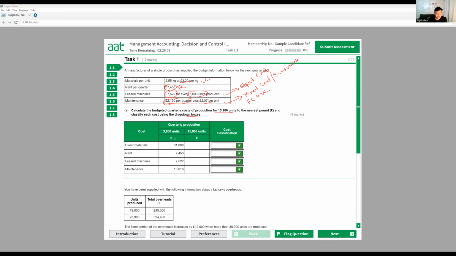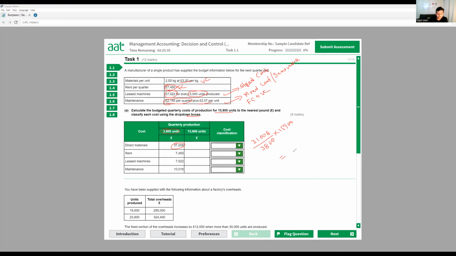So they are saying the direct material cost is 31,008 for 3,800 units. How much will be the cost for 15,900 units? It's quite simple because it's the variable cost. We need to find the material cost per unit. So if I divide 31,008 by 3,800, that will give me per unit. And if I multiply by 15,900, that will tell me how much is the cost for 15,900 units.